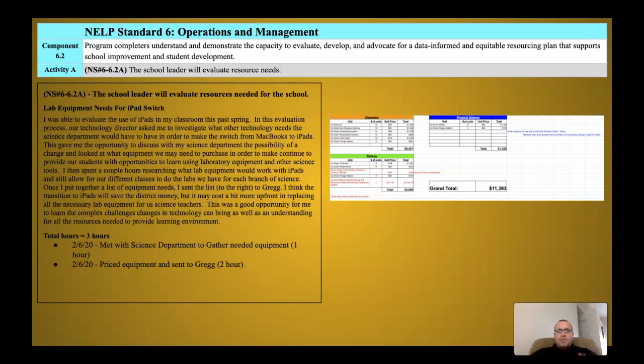And once I compiled a list of both, I went into the chemistry, biology, and physical science classrooms and was able to talk with those teachers. I compiled the list and then presented it to our technology director, who gave the prices of the pieces of equipment and the number of each that we would need.